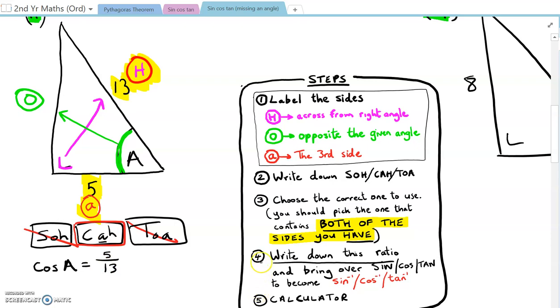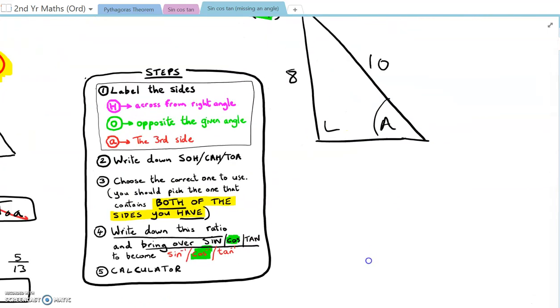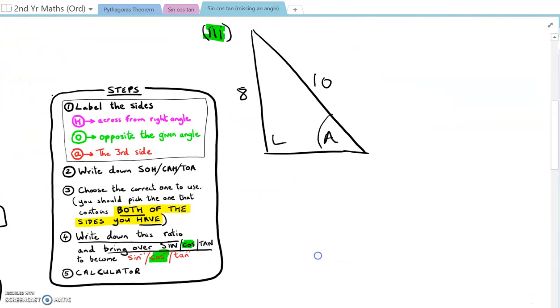Now bring over the sine, cos, or tan, whichever one you're using. Which one are we using in this case? We're using COS. So bring that over to the other side and change it to inverse COS. So A is equal to inverse COS. Now nothing else will change. That 5 over 13 is still there. Type that into the calculator to get your answer. Now it's time for you to try and do one. Try and do part 3 of question 3 on page 566.